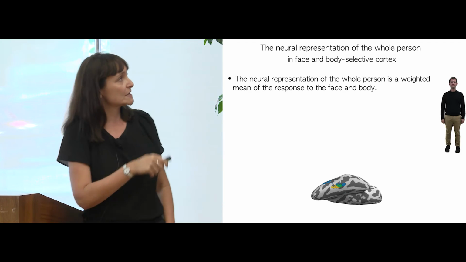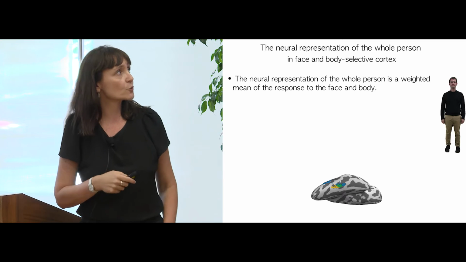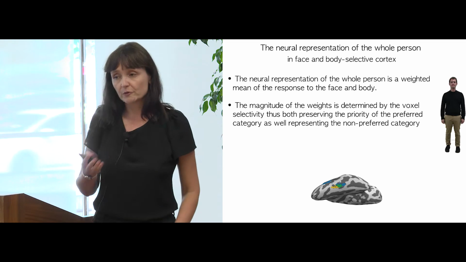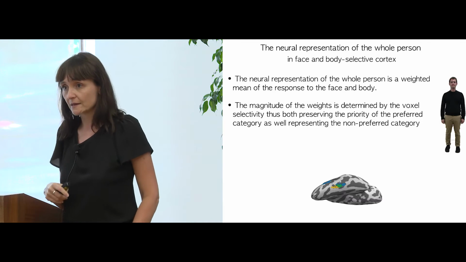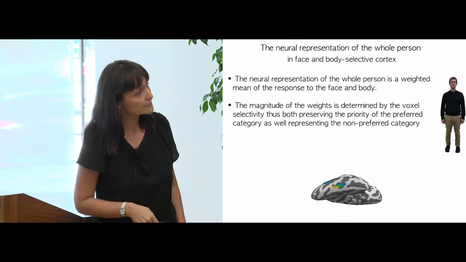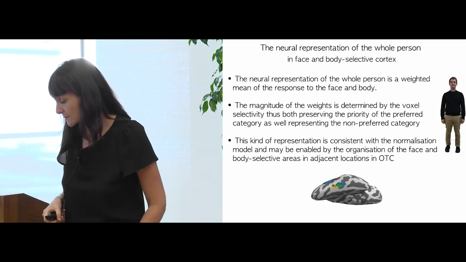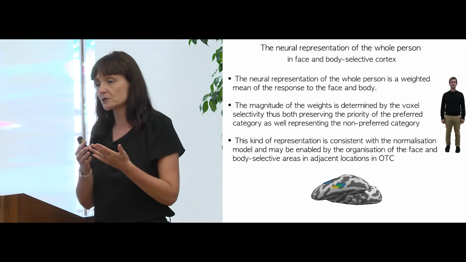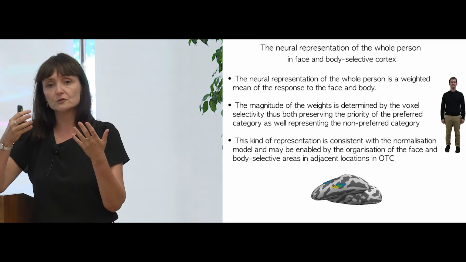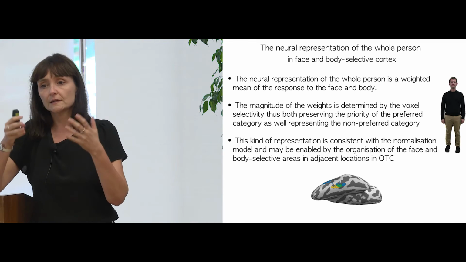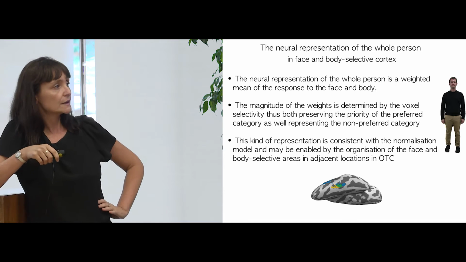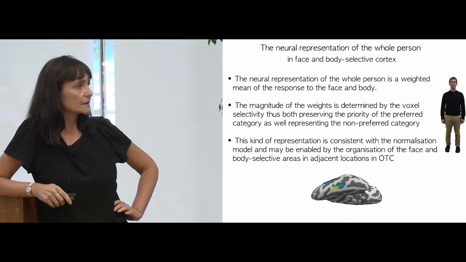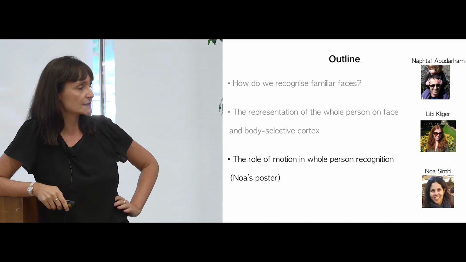OK, so to summarize what I showed you so far, the neural representation of the whole person is a weighted mean of the response to the face and the body. And the magnitude of those weights is determined by the selectivity, both of the preferred and the non-preferred categories. And I think that this is consistent with the normalization model, and it may also provide an explanation for why we need face and body areas to be located in adjacent locations. Because if we want to have a representation which takes into account both the face and the body, then we want to have some influence of the neurons in the face and body selective areas, to be in neighboring locations, adjacent locations.